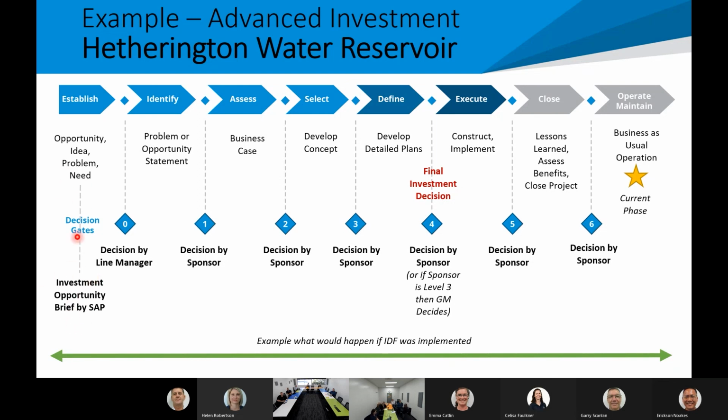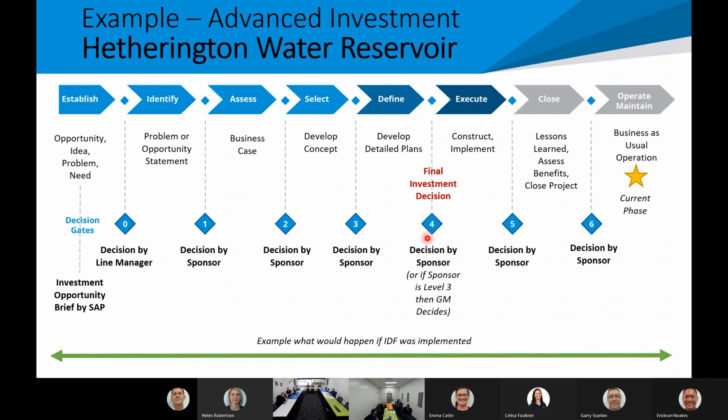So this one, I guess, comes through from SAP as the asset manager. Being advanced, the line manager is the decision maker instead of council like the previous. And then the sponsor was the decision maker at all the subsequent gates. There was no requirement to take it to council from an investment decision perspective. So we went through all the same steps.